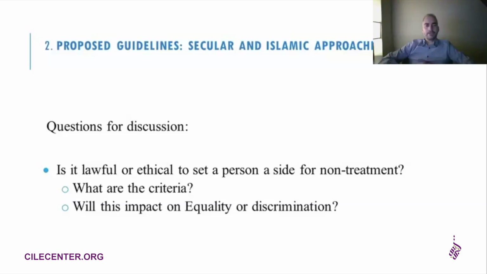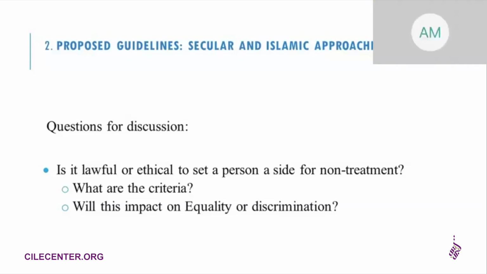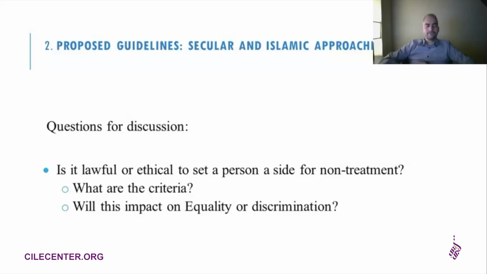Any other comments? So maybe just to respond to the previous one. If we have two persons, one is a disabled person and one is not, and both are on treatment, does disability come as a factor for criteria to decide which one is worth more? This is a good question.